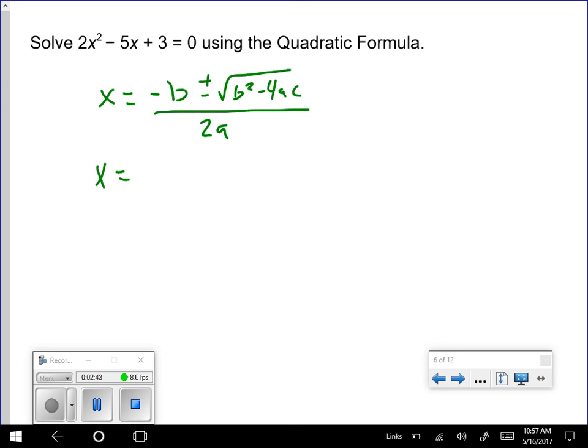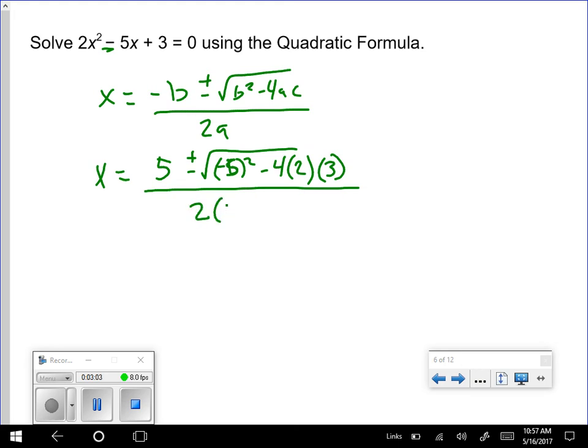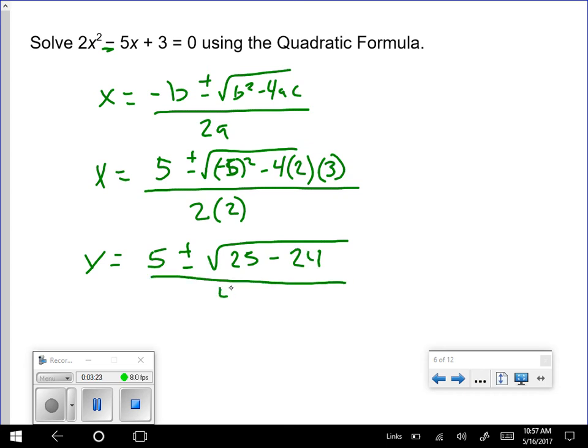Negative b is going to be a positive 5 because this is a negative 5. And then we have plus or minus the square root of negative 5 squared, minus 4 times 2 times 3, all over 2 times 2. As you can see, this is a lot. You need to take your time and actually do your math correctly here. So 5 plus or minus, well, negative 5 squared is 25, minus 4 times 2 is 8, times 3 is 24, all over 4.